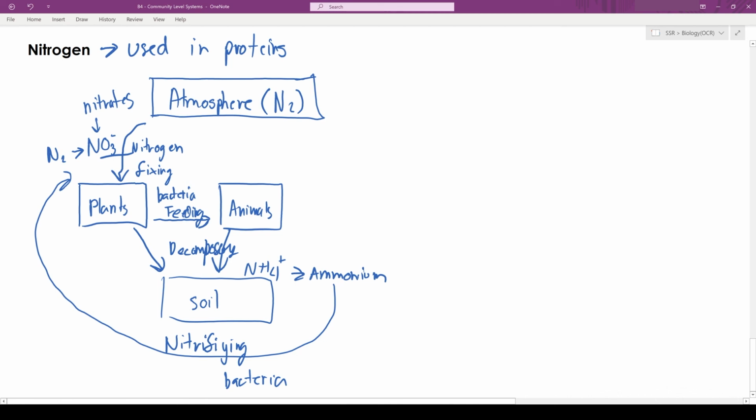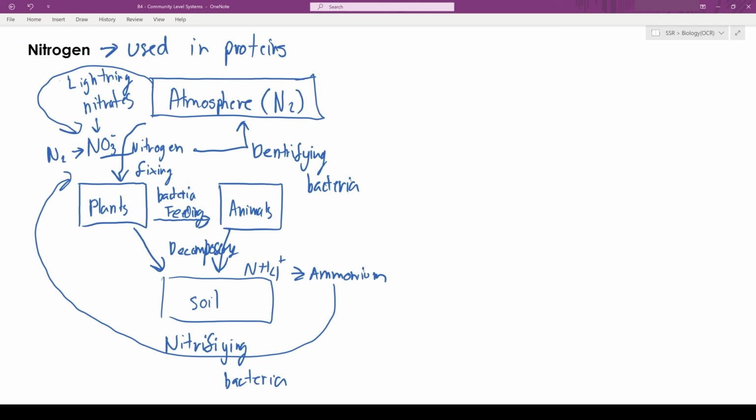From the nitrates, we will find it returning to the atmosphere through the function of denitrifying bacteria. And from the atmosphere, we may find it traveling down in the form of nitrates thanks to the action of lightning. So all of these processes combine to move nitrogen around the various different parts of the cycle and make it available or unavailable to the various different organisms that may need it.